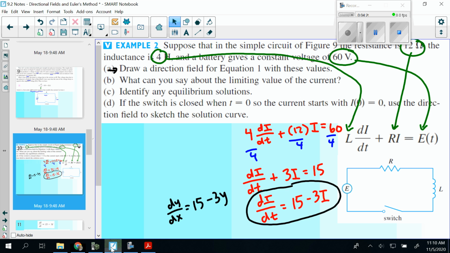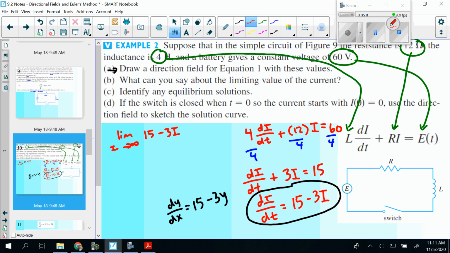All right, so next question now. Identify what you can say about the limiting value of this current. What they're talking about with a limiting value is what we would get if we took the limit as time goes to infinity for this function, 15 minus 3i. Sorry, as our time goes to infinity, that's what I meant. As our time goes to infinity, what is this going to approach?